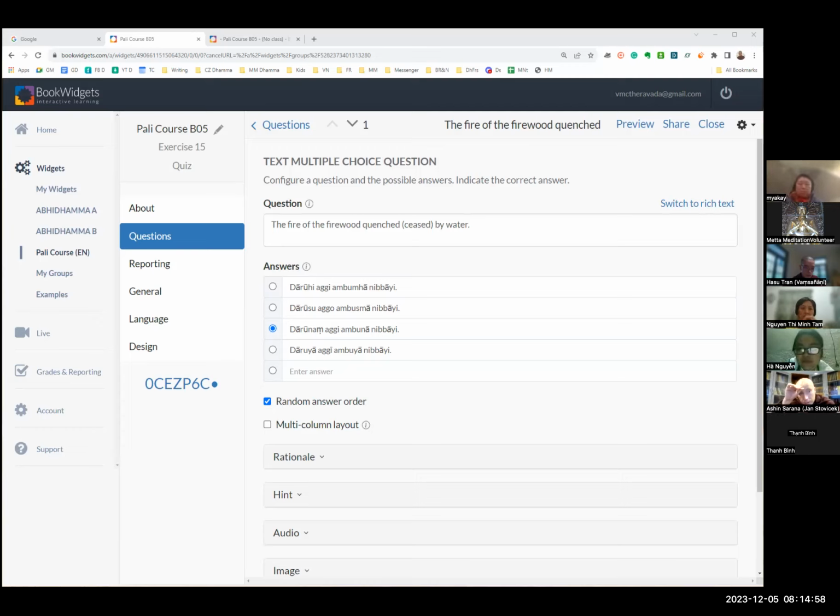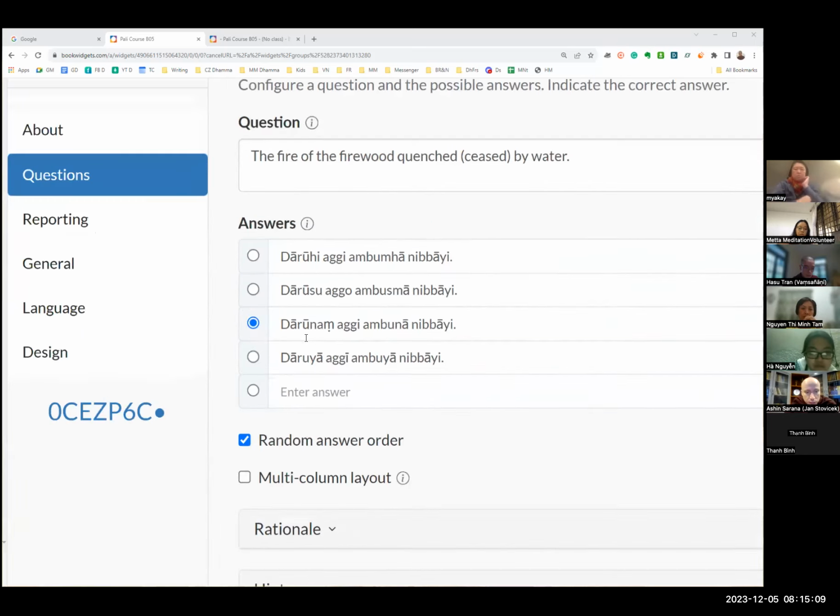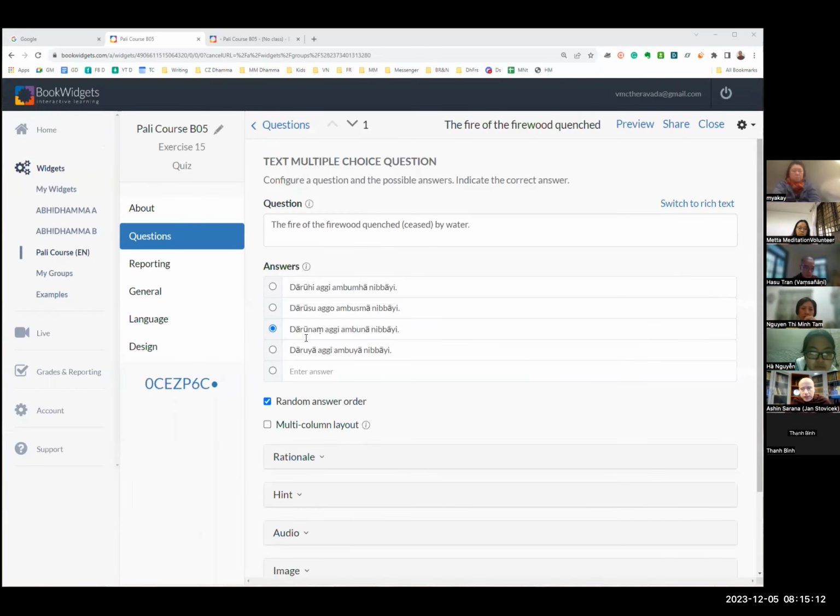So I have prepared the Darunang Aggi Ambunani Bai as the correct version. I have updated the test. And so those of you who selected Daruhi Aggi Ambunani Bai have it as correct. Anything else? Any questions? Whenever I leave from the meeting, what's crashing is actually Zoom, because Zoom apparently is not made for these huge, large scale screens that I'm now using. So when I share the screen, sometimes it crashes, but hopefully Zoom will update soon.